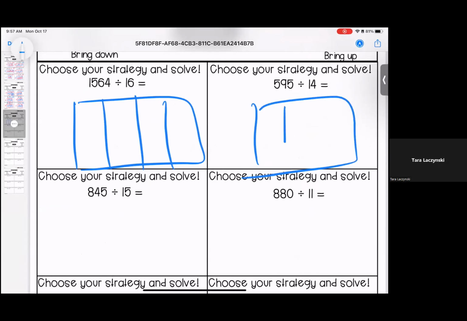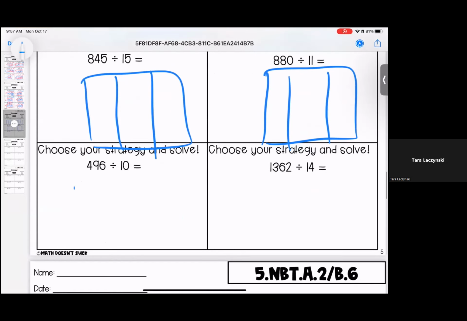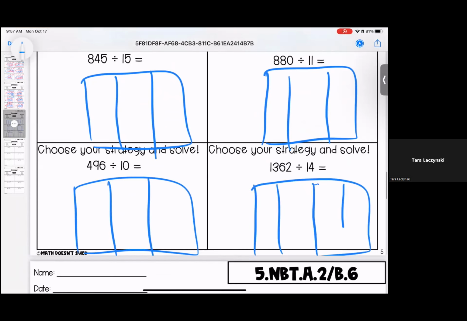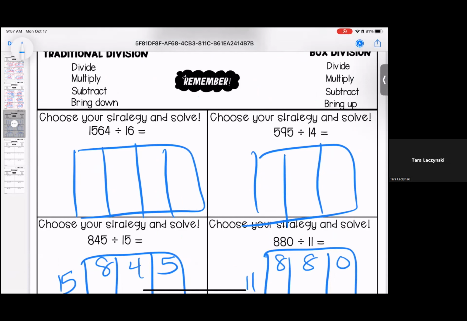I'm going to set some of these up so we can move through. Might just set this whole page up. That'll probably make the most sense. All right, so we have 136 divided by 2, 14 into 496, 10 into 845, 15 into 880, and 11 into 595, and 14 into 156, 4, and 16.